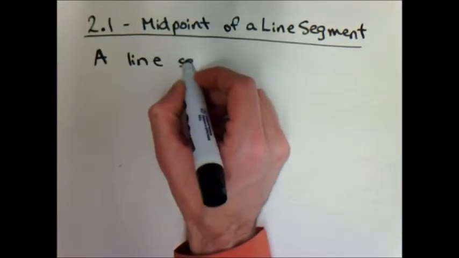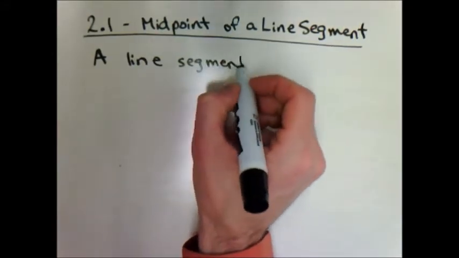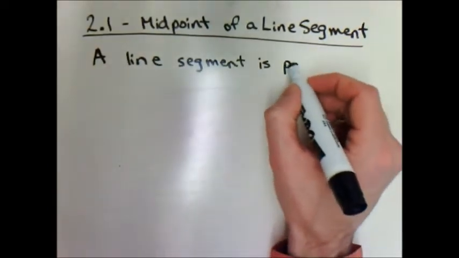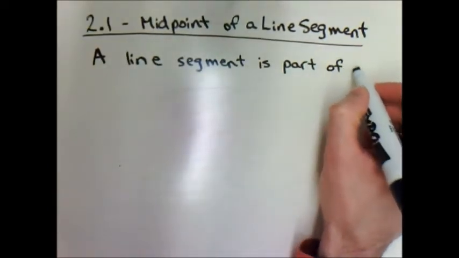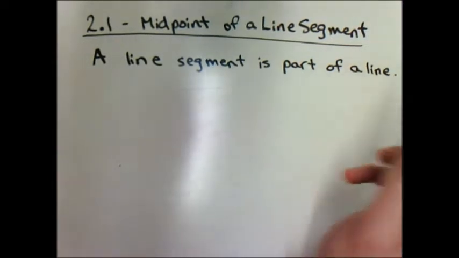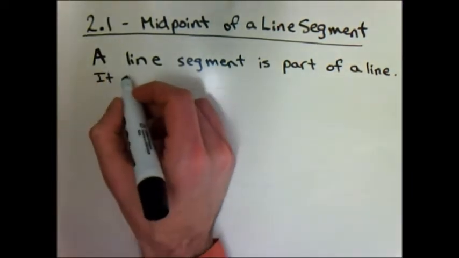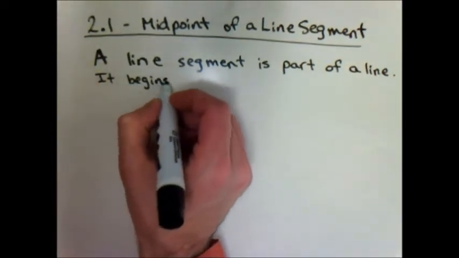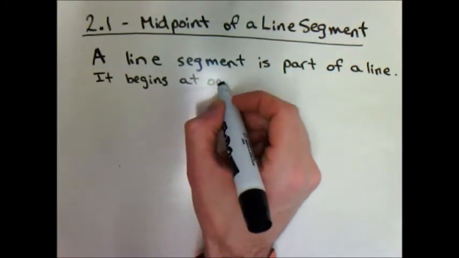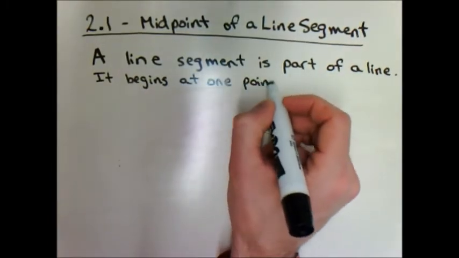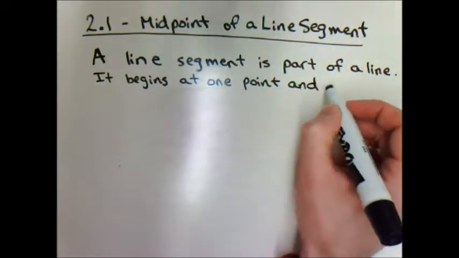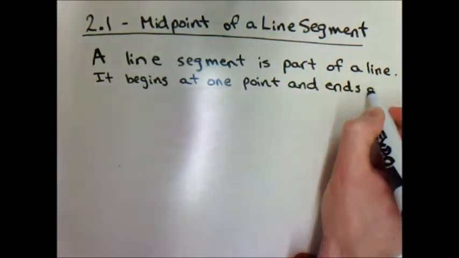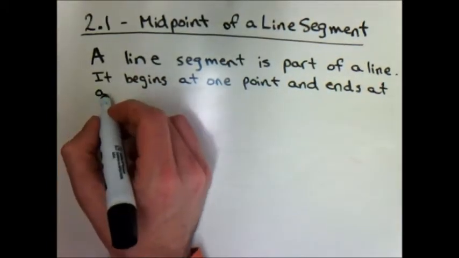A line segment is part of a line. It begins at one point and ends at a point.